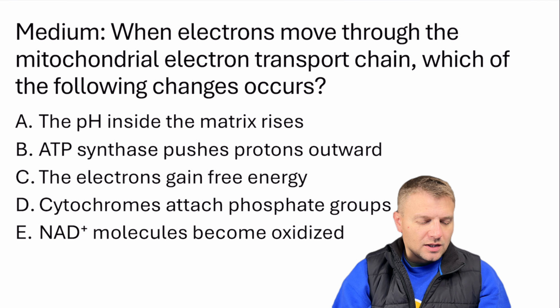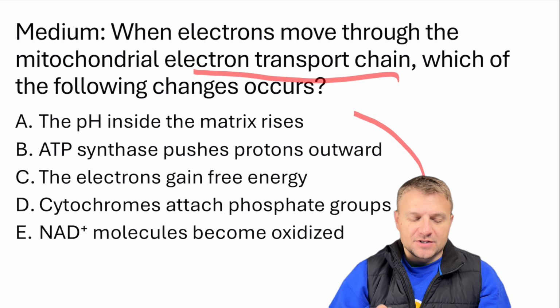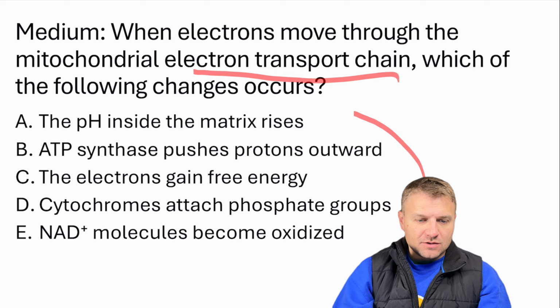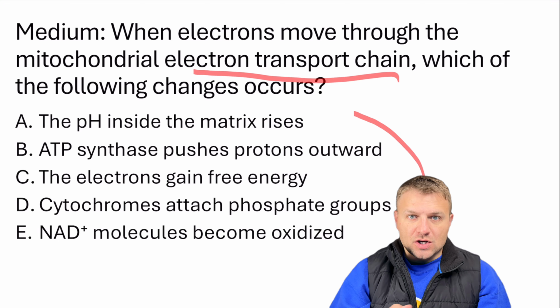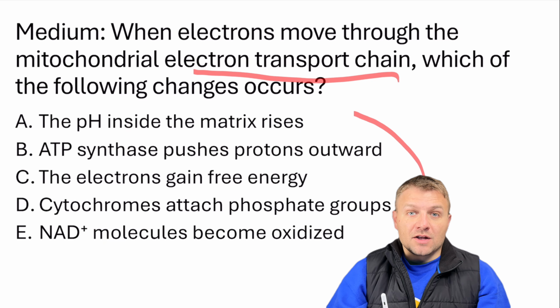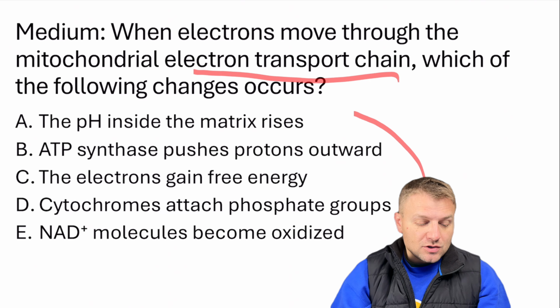Here's our medium question. When electrons move through the mitochondrial electron transport chain, which of the following changes occurs? So now we're looking at these five choices saying, hey, which one of these actually occurs during the electron transport chain of cellular respiration? A, the pH inside the matrix rises. Well, that sounds kind of right. We're going to be moving hydrogen ions from the matrix to the intermembrane space. That's going to, again, lower the amount of hydrogen ions, which makes the pH rise since it's becoming more basic. So I think that's the answer.